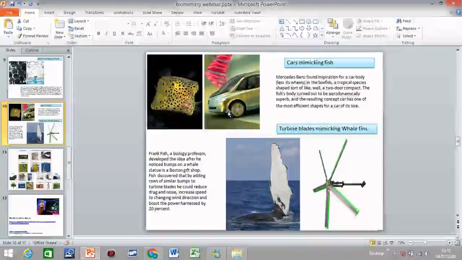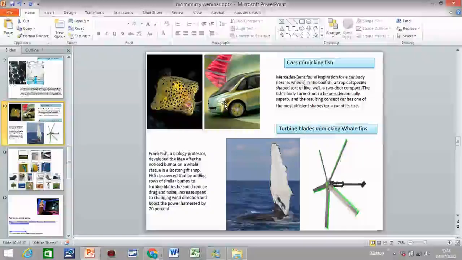The Mercedes-Benz car here was inspired by the boxfish, which has a very aerodynamic shape. When they applied some of those principles to the car, it made it more aerodynamic, so it cut through the air easily, and that ultimately saves fuel and makes it better for the environment.